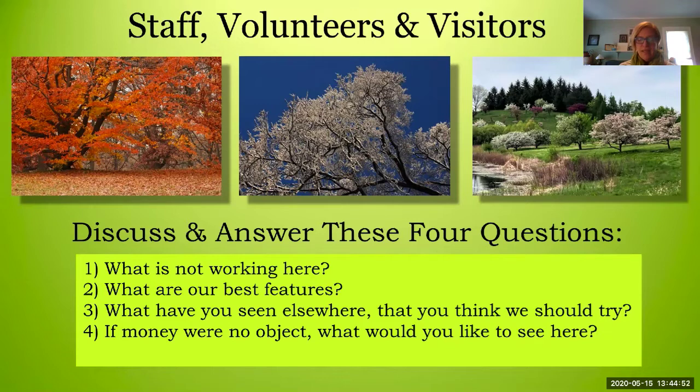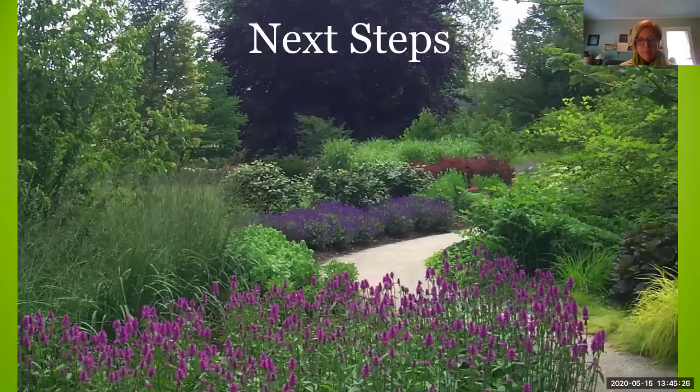And then thinking a little bit outside the box: a lot of you do travel to other gardens or other parks or other vacation spots, and you see things in other places. What have you seen in other places that you think we should try here? And then the final question is really testing our skills and our abilities: if money were no object, what would you like to see here on the grounds?